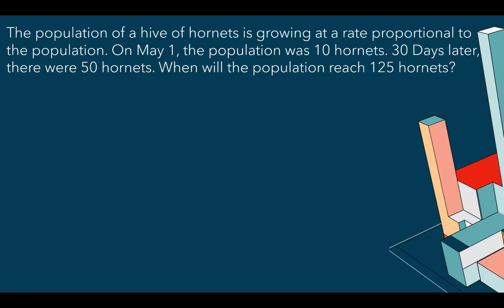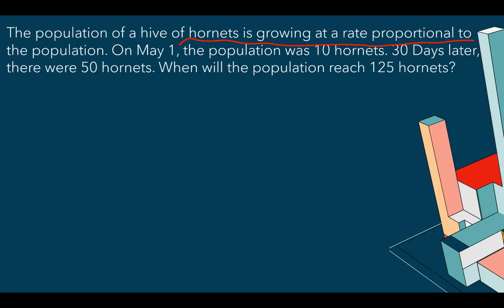All right, so we're going to basically do the same thing in context. The population of a hive of hornets is growing at a rate proportional to the size of the population. So the larger the population, the larger the growth rate. The smaller the population, the smaller the growth rate. Okay, so this is exponential growth. On May 1st, the population was 10 hornets. 30 days later, there were 50 hornets. When will the population reach 125 hornets?